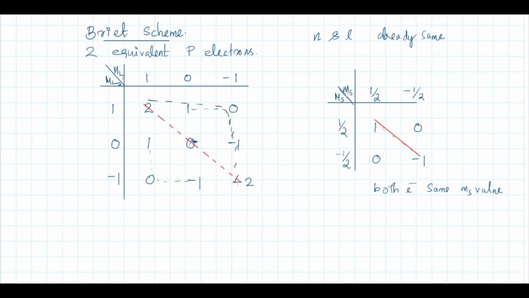Then n and l are already the same, and now ms are also the same. But according to Pauli exclusion principle, no two electrons in an atom can have all four quantum numbers the same. Already three are the same. Then ml should be different. So you have to avoid the diagonal positions of ml square, because diagonal position of ml square means both electrons have the same ml values. Now the electrons have the same n, same l and same ms, because we are considering the diagonal position of this ms square. Then you have to avoid the diagonal position of ml square.